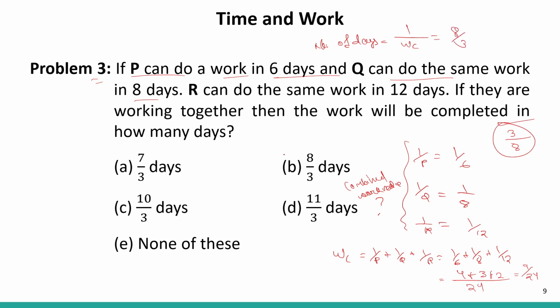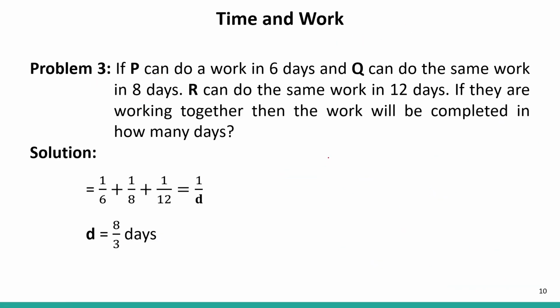So among these options, you can see that option B is the correct one. Options C, A and D are all wrong ones. So let's see the step-by-step solution. 1 by 6 plus 1 by 8 plus 1 by 12 is equal to 1 by D. So D will be 8 by 3 days.